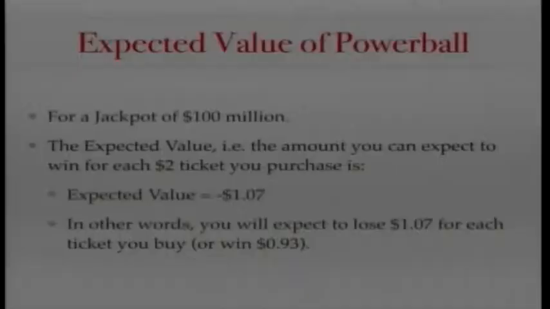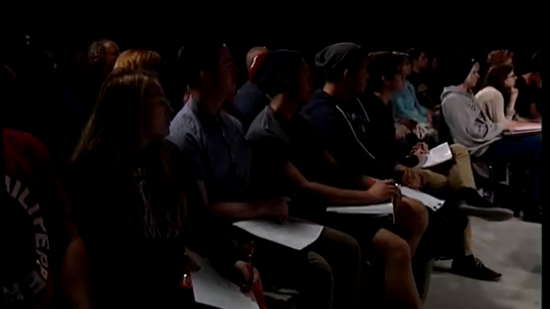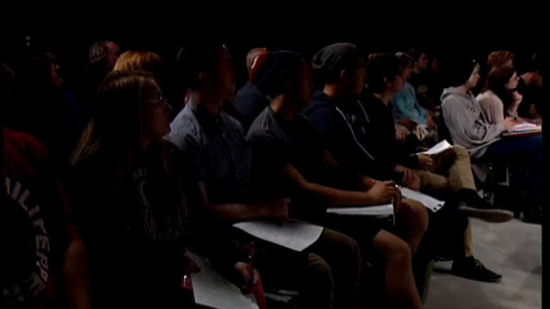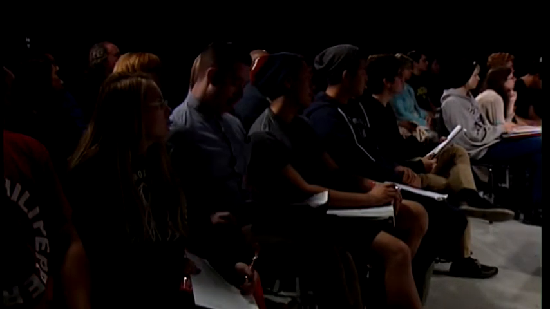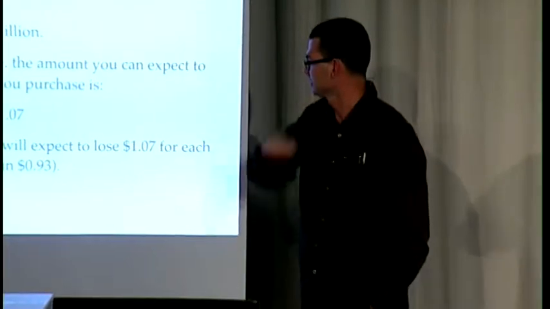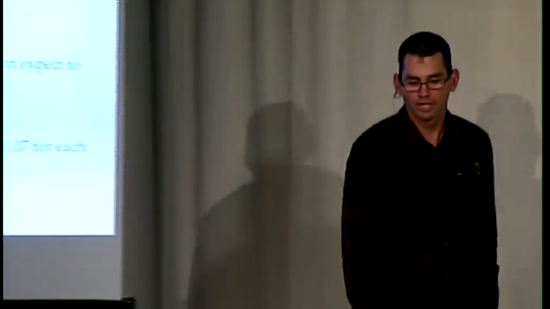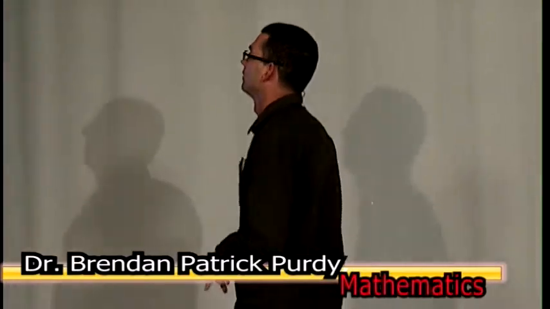All right, so let's just suppose, right now I think it's $50 million, but let's suppose, because it's a nice number, a $100 million jackpot. And of course, we're ignoring the issue of taxes and whether you get the money in one lump sum or as an annuity. Those other things, but the end results could be the same. So the expected value, which you learn how to calculate again in Math 15, for each $2 ticket you buy, you expect to lose $1.07. Or win 93 cents. So you're expecting to lose money is the moral of the story, right? Otherwise, they wouldn't have the lottery, right? Okay. So that's our expected value.